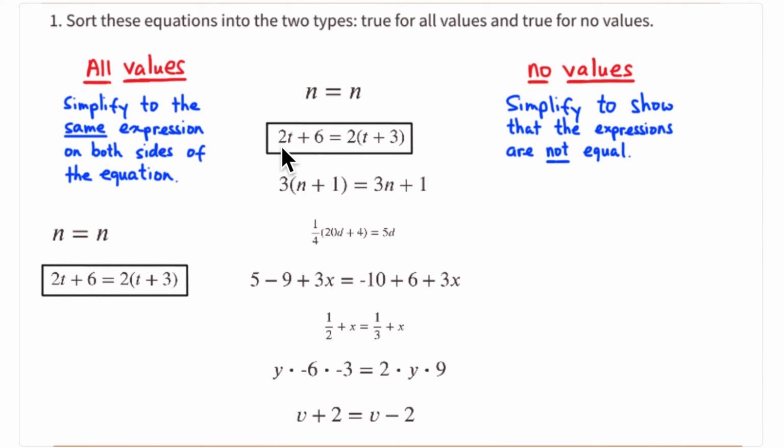So the next one, 2t plus 6 equals 2 times t plus 3. All of these are going to have the same slope when you compare each side and you write equations for each side. So in this case, the slope is 2. That's the coefficient of the variable. Do you see that the slope on this side is also going to be 2? And what's the y-intercept going to be on this side? It's going to be the 6. What's going to be on this side? Well, 2 times 3 is 6. So these are going to be the same on both sides.